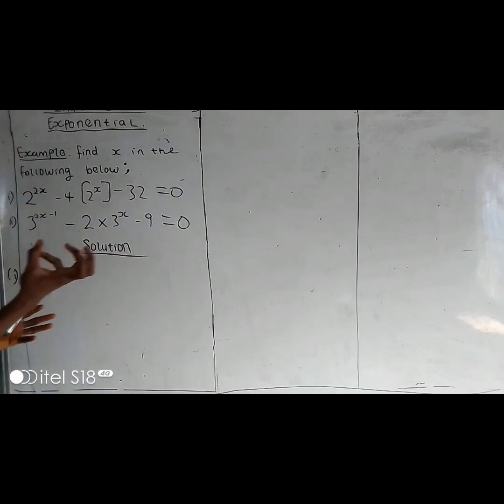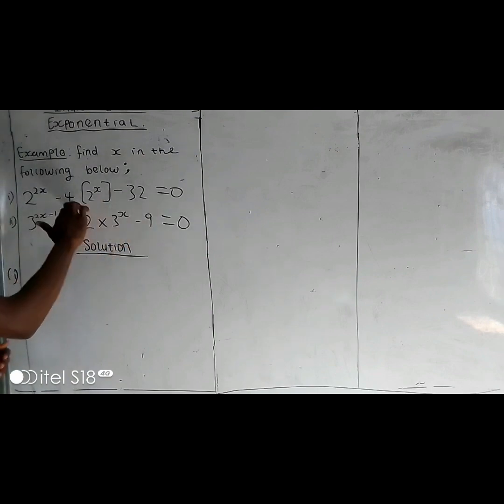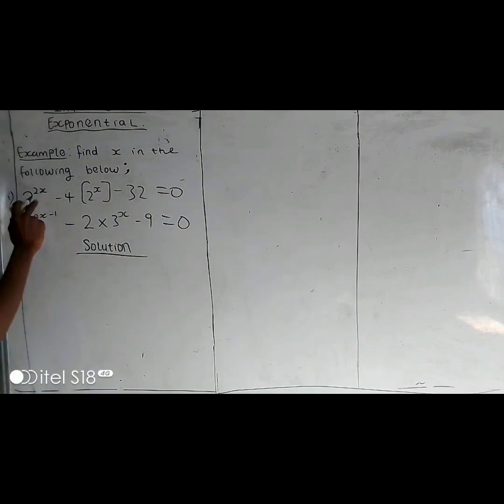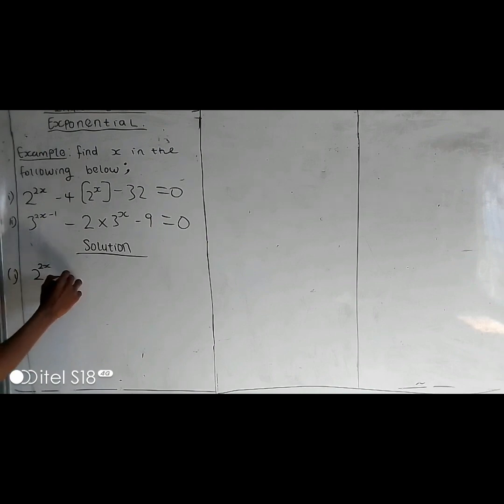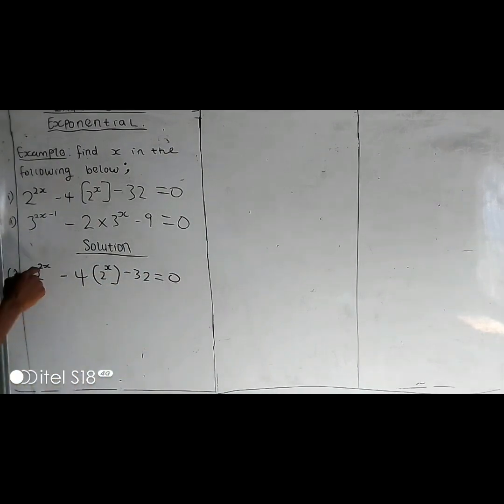That was using the principle from your multiplication law or product law. That is how this one is. So you will discover that there is 2 raised to the power x here, and 2 raised to the power x here. So it's similar. So we have 2 raised to the power 2x minus 4 into bracket 2 raised to the power x minus 32 equal to 0. Because these things are found consistently here, what you do is let 2 raised to the power x be equal to any letter.